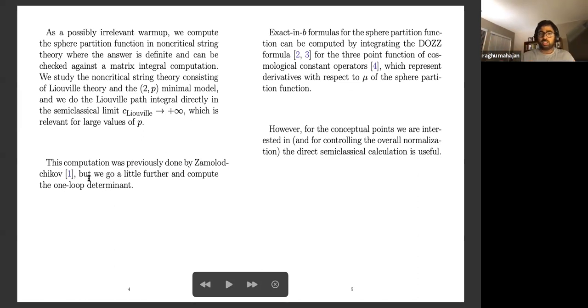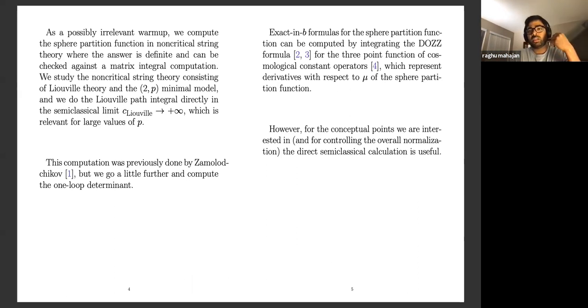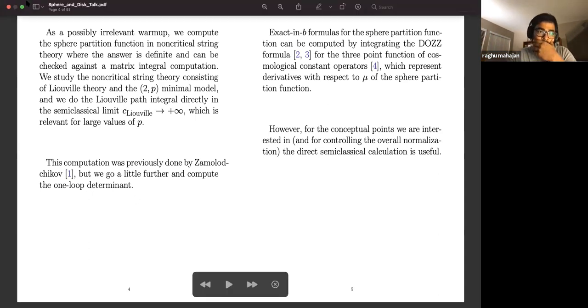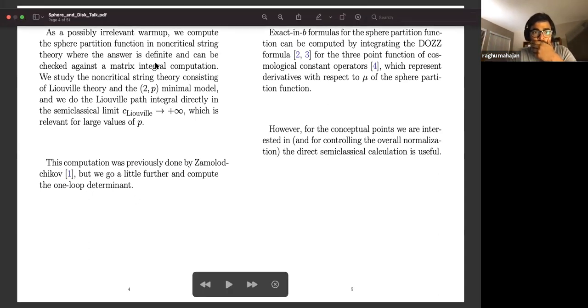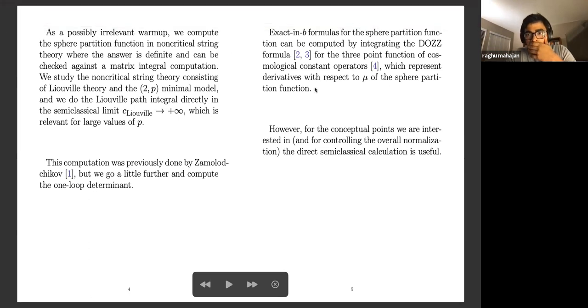But it was a bit sketchy and he didn't work out the order one constant. So we will compute the one loop determinants. And the whole pain in this paper was to get the precise numerical value correct. What do I mean by precise numerical value? The fact is you can compare it to the matrix integral computation. There's a dual matrix integral for each of these theories as a function of P. So you get a number on one side, you get a number on the other side, and you can match it. And yeah, it indeed agrees between the two things.